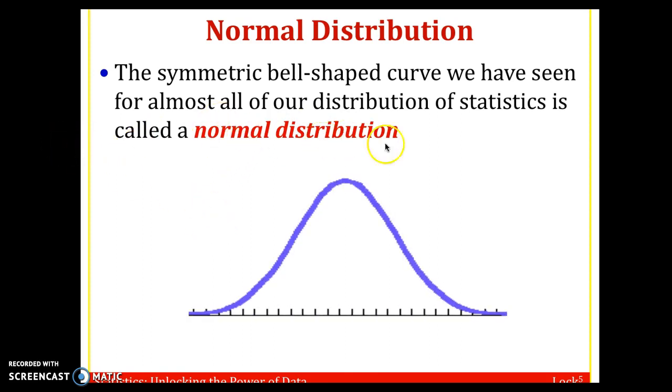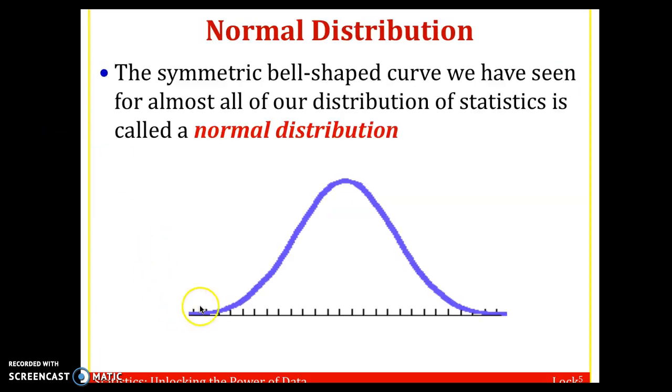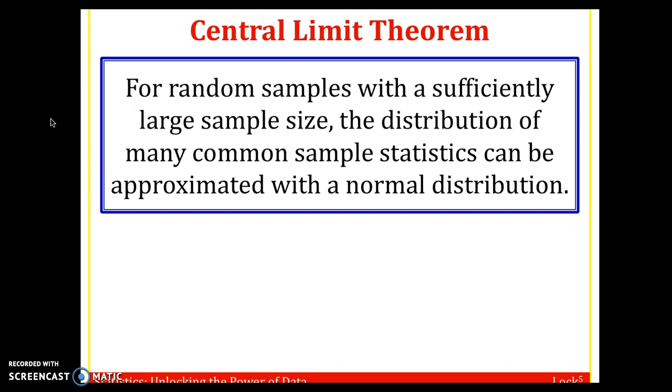This normal distribution, I'm going to call a theoretical model because this is pure mathematics. It's not using randomization. And we have the bell-shaped curve. For random samples with sufficiently large sample size, the distribution of many common sample statistics can be approximated with a normal distribution. This is very powerful.